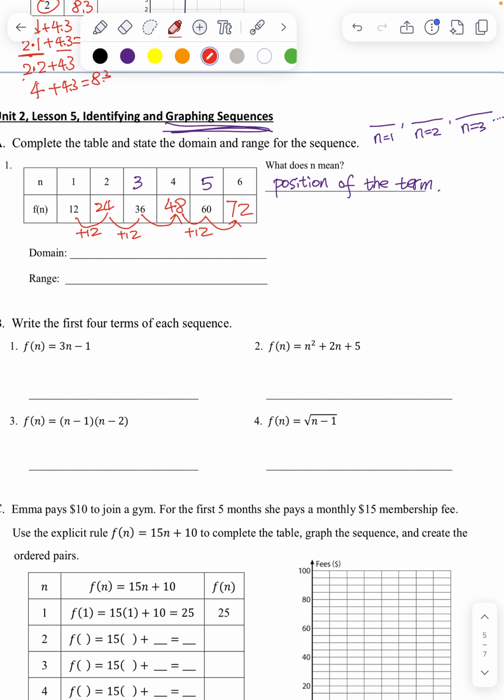Now, for this sequence, what is the domain? The domain is 1, 2, 3, 4, 5, 6. What about the range? Range is 12, 24, 36, 48, 60, and then 72. So each domain and range, they both have 6 elements.